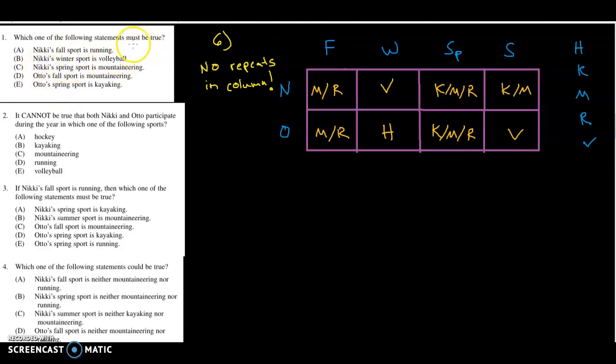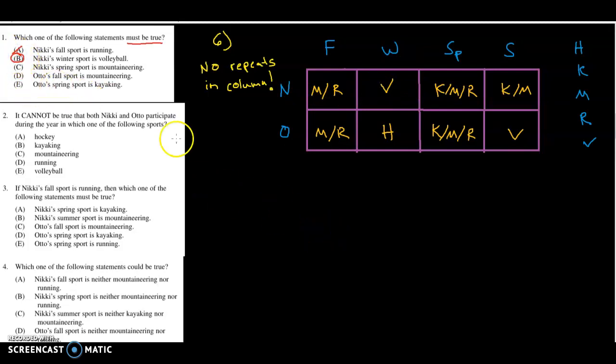Which one of the following statements must be true? Meaning, there's no other way for this to happen, no other conditions are possible. Let's see. A, does it have to be true that N's fall sport is running? Well, no. It could be mountaineering. That's out, right? We had 2 options for N in the fall, either M or R. What about B? Does it have to be the case that winter is volleyball for N? Yes, that does have to be the case because that was the only thing that could go into N's winter column. So that's correct, and we're done.